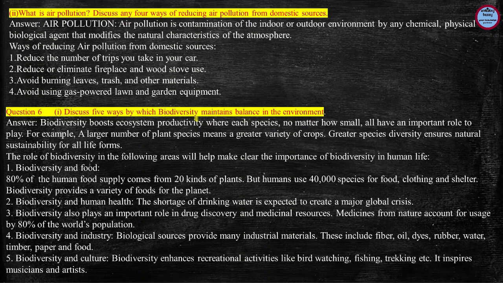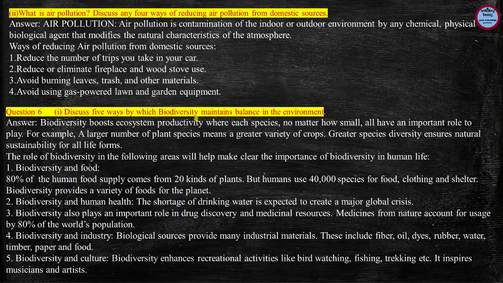Next part of question number 5. What is air pollution? Discuss any 4 ways of reducing air pollution from domestic sources. Now, air pollution is contamination of the indoor or outdoor environment by any chemical, physical or biological agent that modifies the natural characteristics of the atmosphere. Now coming to the ways of reducing air pollution from domestic sources.